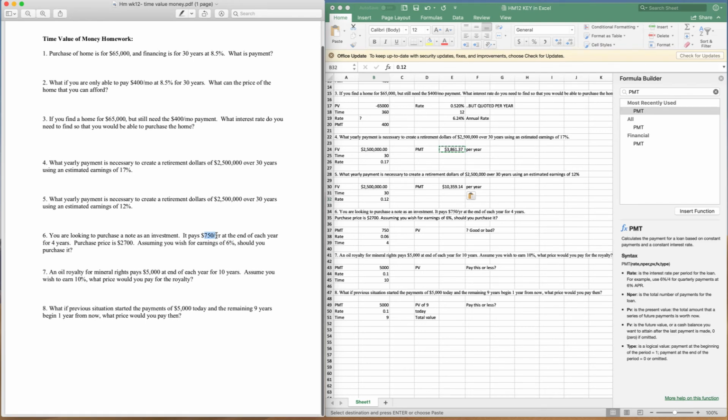So we're looking at an investment. It's going to pay us $750 at the end of each year for 4 years. They're looking at us giving them $2,700 to get into this opportunity. Assuming you need to earn 6% on your money, should you get involved in this decision?